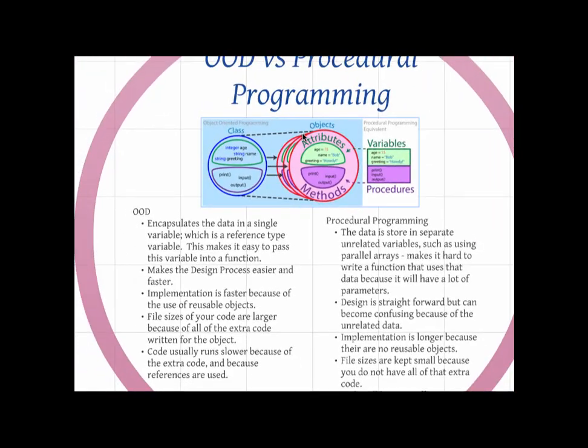So, object-oriented programming versus procedural programming. Object-oriented design encapsulates the data in a single variable, which is a reference type variable. And this makes it easy to pass this variable into a function or method. In procedural programming, the data is stored in separate, unrelated variables, such as using parallel arrays. This makes it hard to write a function that uses that data, because all of those variables will have to be passed in as parameters.